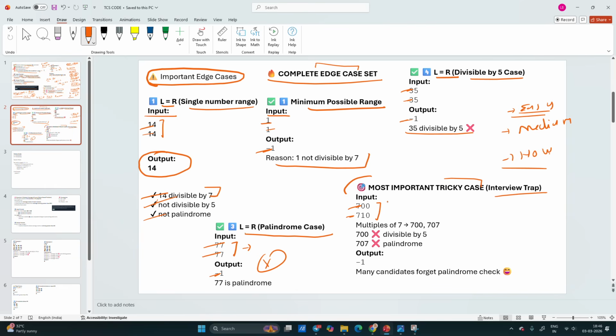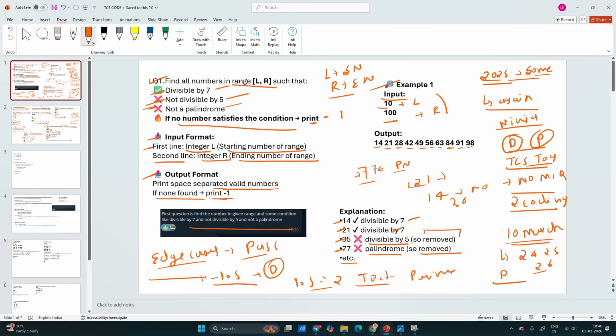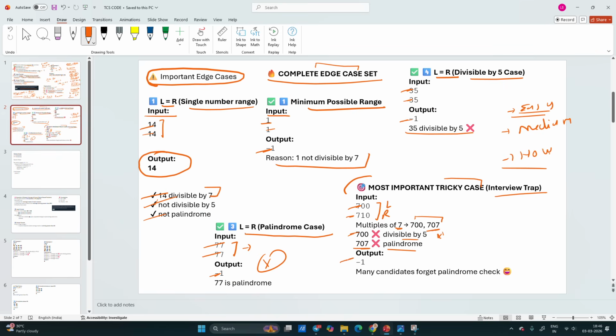700 and 710, this is L and this is R. Multiples of 7 are 700 and 707. 700 is not divisible by 5, and 707 is not a palindrome, sorry. Okay, it is satisfied, but it's a palindrome we have to check, not a palindrome. Okay, so output -1. Many candidates forgot the palindrome check.